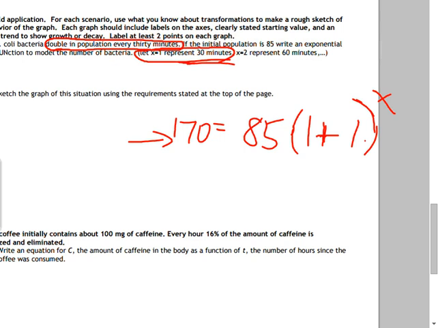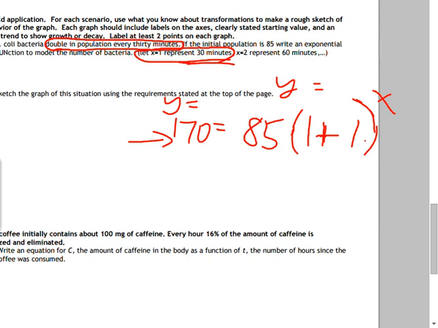Graph. Graph both sides and see where it crosses. Good. Graph both sides, see where it crosses. Y equals 170, y equals that. And once you got them both graphed, they're going to cross. And whenever they cross, that's x. And that tells you how many 30-minute periods that it'll take for that to happen.